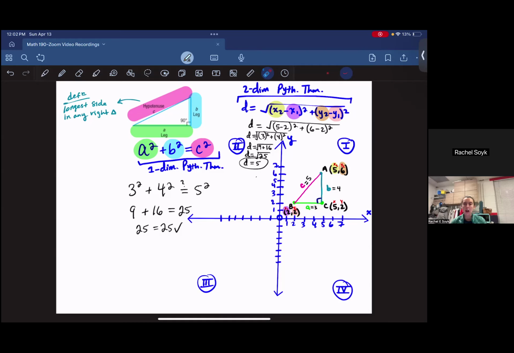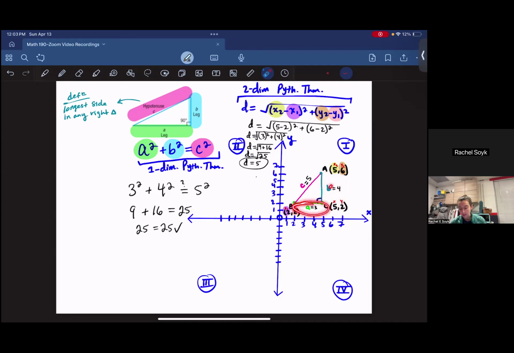The same exact concept applies when we're looking for our b value, except instead of it being a horizontal line, it is vertical. So we are once again in that one-dimensional world. Our x values are the same. So we just look at our y's and we take the difference. 6 minus 2 is 4, or we can count it 1, 2, 3, 4. So our b value is of length 4.